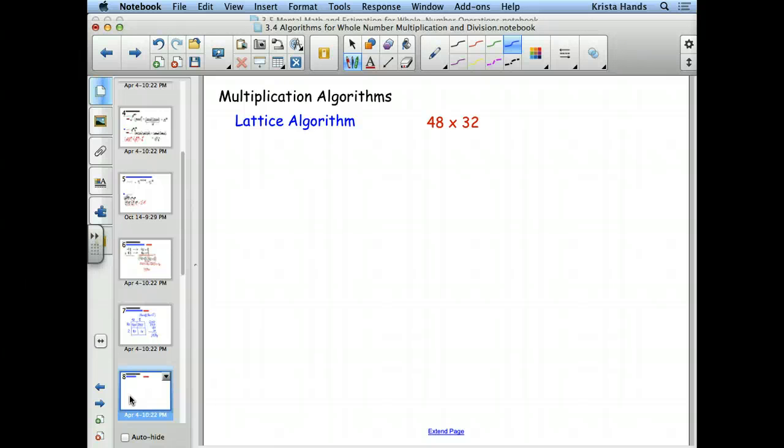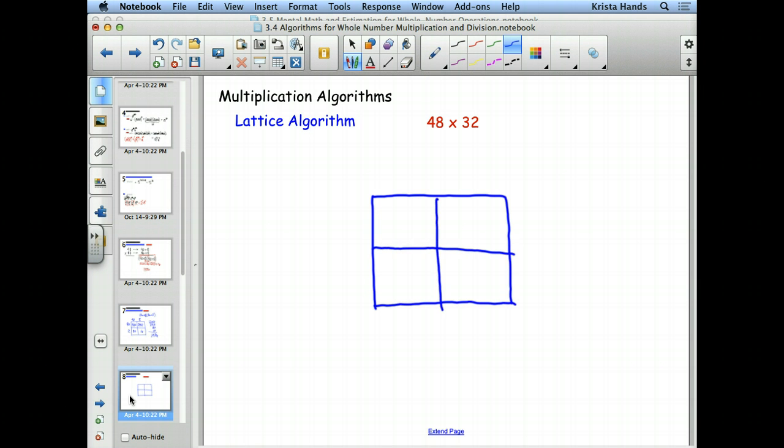Here's the way it goes. You take a box just like you had the box before, and you split it into fourths. And the reason you're splitting it into fourths is for the same reason as the slide before. You have two two-digit numbers. If you had two three-digit numbers, you'd split it into ninths, because you have 3 along the top and 3 along the side. Okay? So it's based on how many numbers you have.